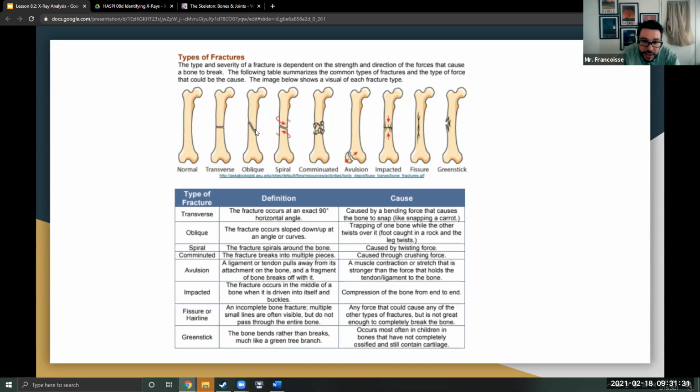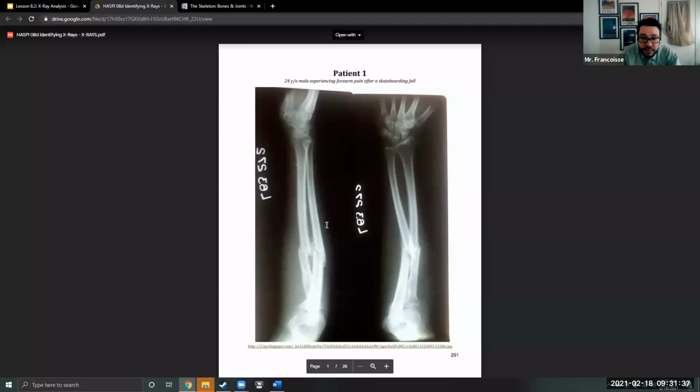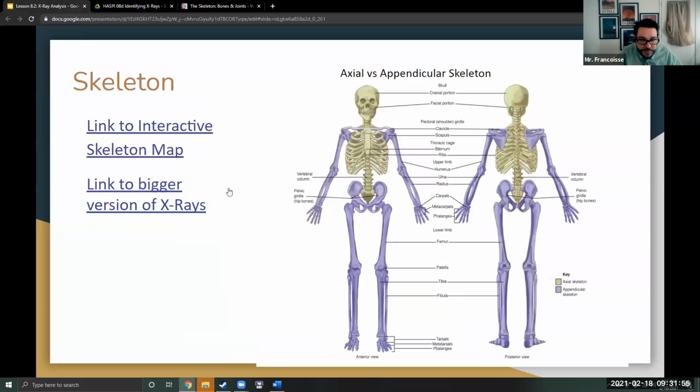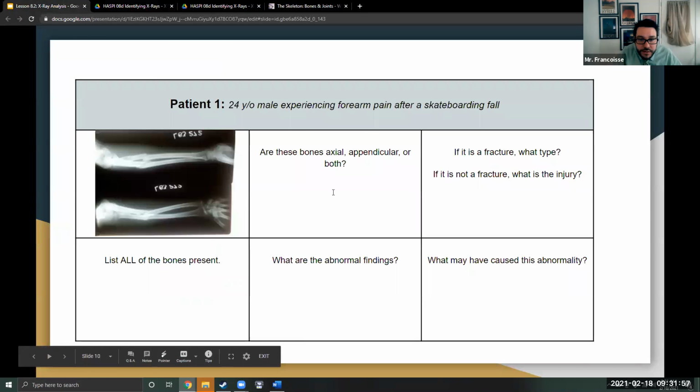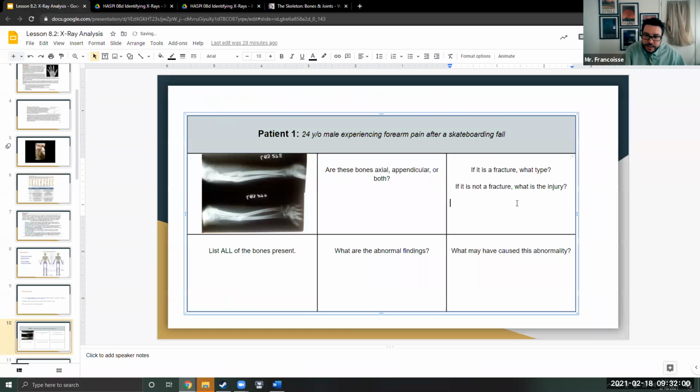So spiral and oblique, both are at an angle, right? I would say either of those would be fine. A spiral maybe, because look at how his arm has kind of been twisted, maybe. But yeah, I would say either of those would be okay. So I think we'll go with majority, or we'll do oblique or spiral. So let's go back to our slide. The fracture type, we said it is a fracture. We can say oblique or spiral fracture.